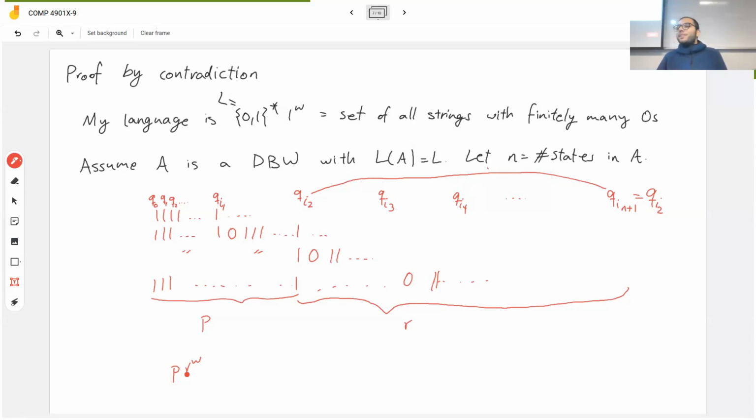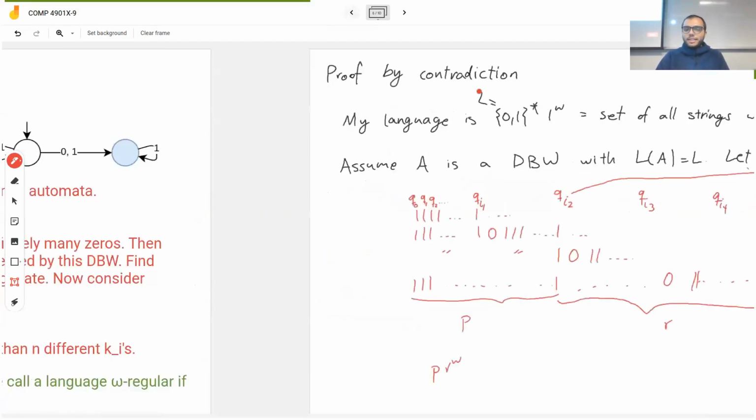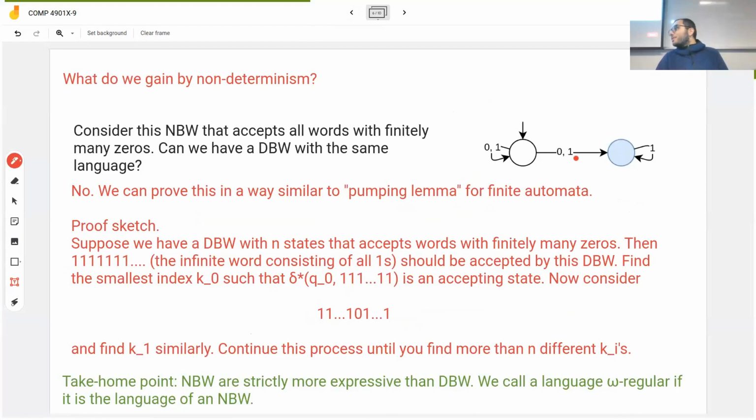So A is accepting a string that has infinitely many zeros. That is a contradiction with the definition of A, because A was supposed to accept only strings that had finitely many zeros. And this contradiction shows that there is no such automaton A. You cannot have a deterministic Büchi automaton A that accepts the same language as this non-deterministic automaton.